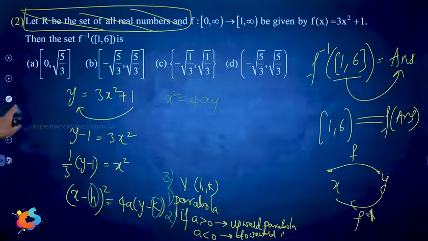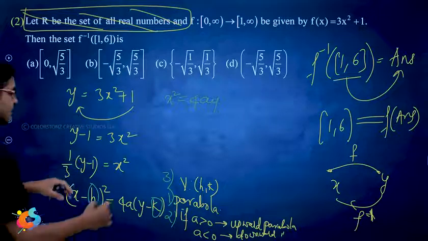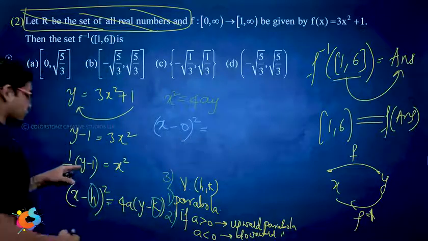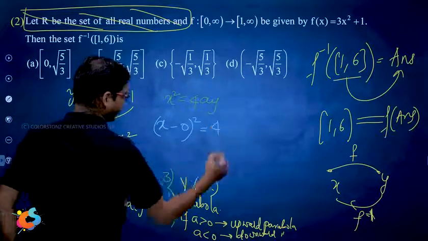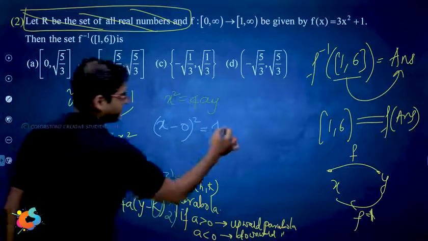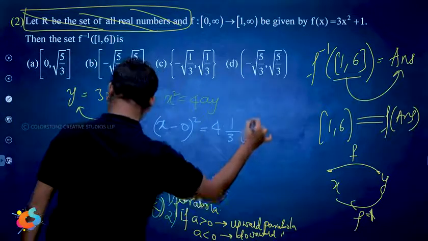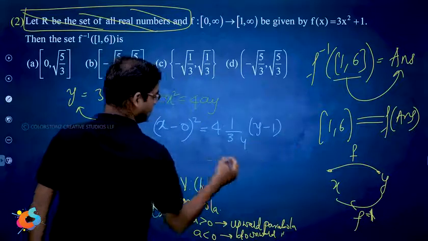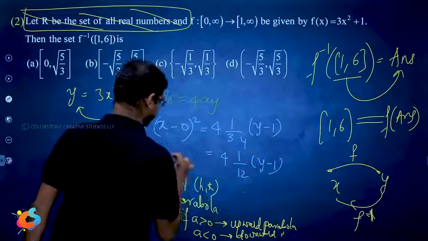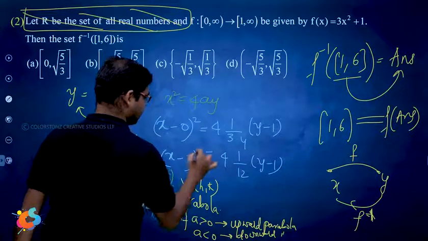So let us come here. Here we have, this can be written as x minus 0 whole square is equal to 4 into, I want 4 away. So for that, already 1 by 3 is there, I will put 1 by 4 into y minus 1. So therefore, 4 into 1 by 12 into y minus 1 is equal to x minus 0 whole square.